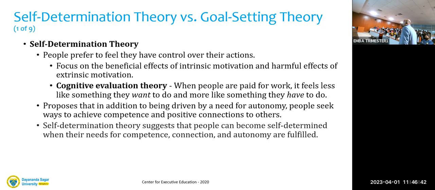And I think that is one of the reasons why there are so many problems, because people get into jobs for the extrinsic motivators, like the money and the position and the brand of the company, rather than the job itself, and whether they have competence over the job or not, and whether they are interested in doing that particular job. So self-determination theory suggests that people can become self-determined when their needs for competence, connection, and autonomy are fulfilled.